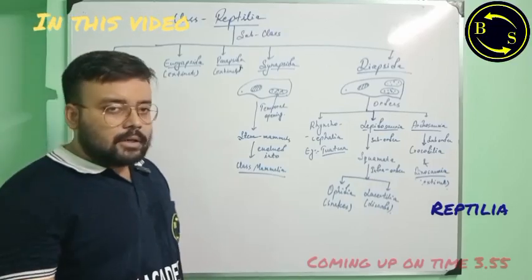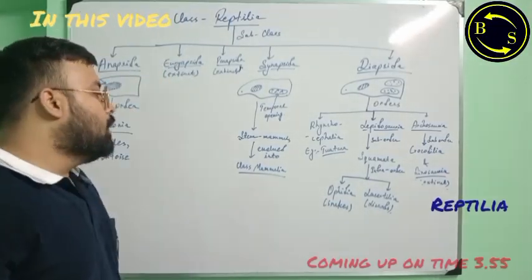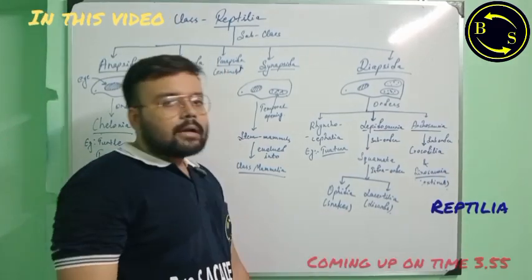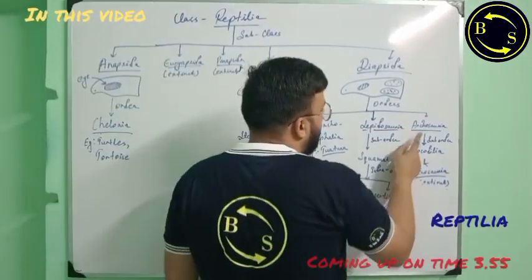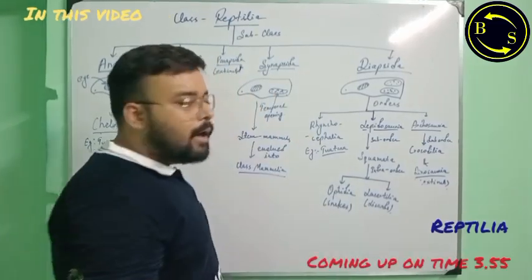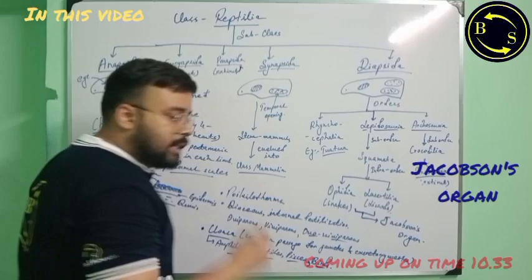Green anaconda. There is a new species of green anaconda which is the largest snake, the northern green anaconda, and Lacertilia, the largest lizard being the infamous Komodo dragon, and we have the archosaurs. Now archosauria have two suborders. One is the crocodilia. Now what is this Jacobson's organs?